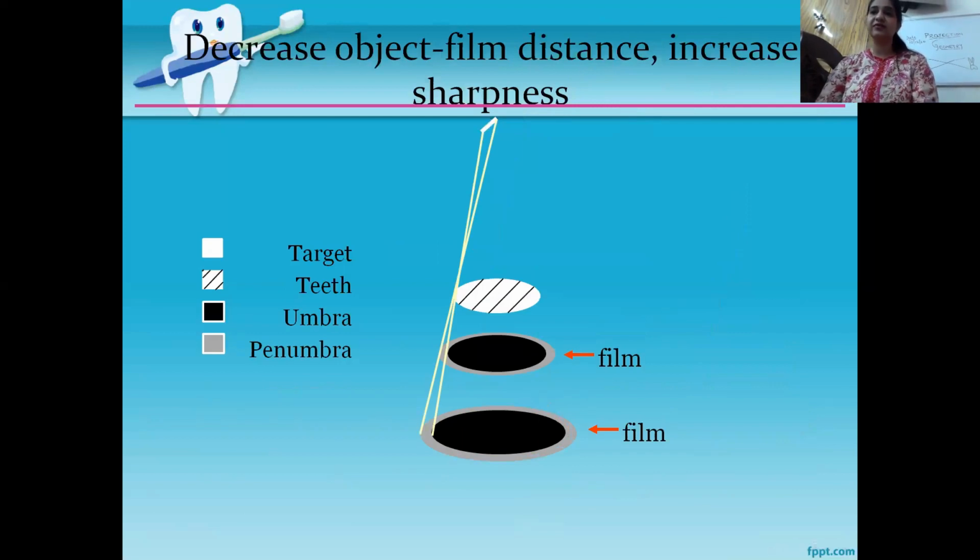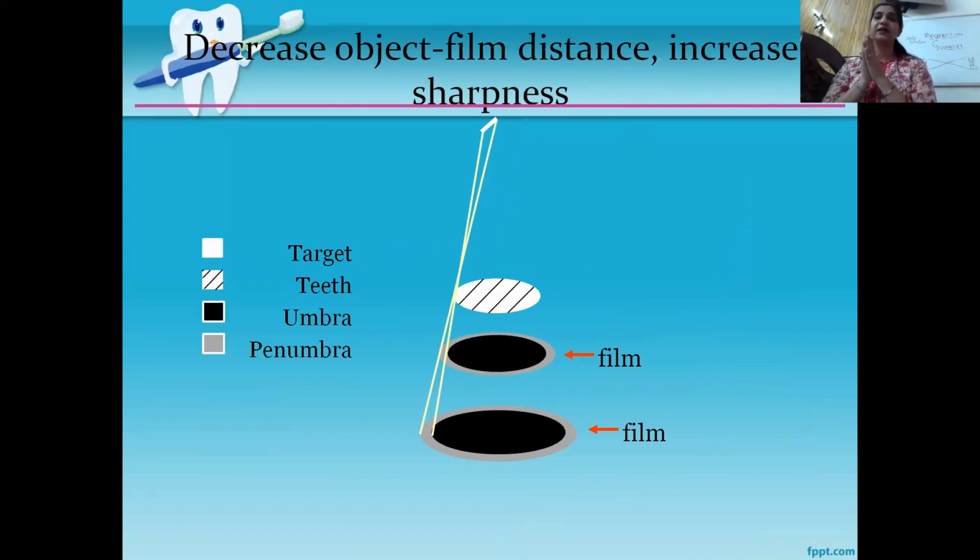Decrease object film distance, increase sharpness. So we have to decrease the object film distance, and then the sharpness will be more. Supposedly we have to keep the film nearer to the teeth, so it will give more sharpness as compared to when the film is not kept near the area of interest.